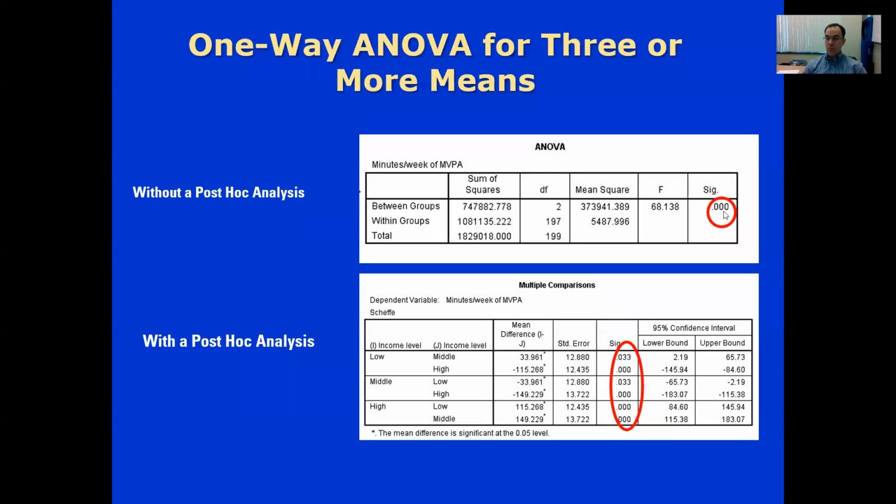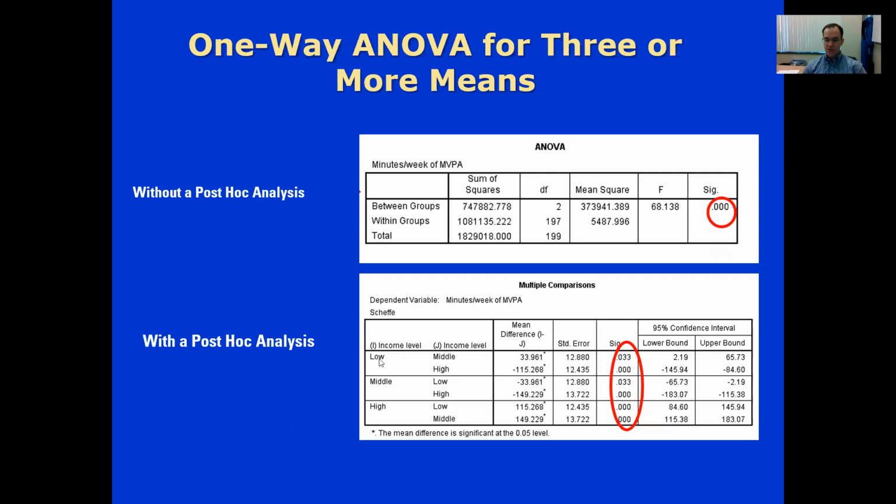So in order to determine where the differences lie, we do a follow-up post hoc analysis. That means it's now going to compare each income level with the other two income levels. So you have low versus middle. This shows the difference between the low income and the middle income, and here the significance level is 0.033, so it's less than 0.05. That would be significant.